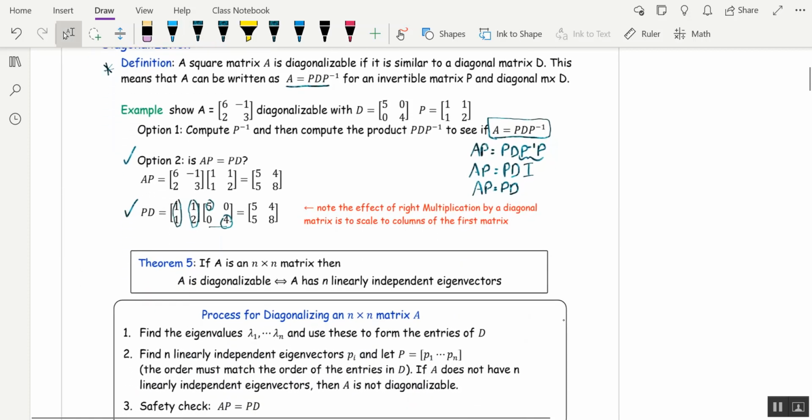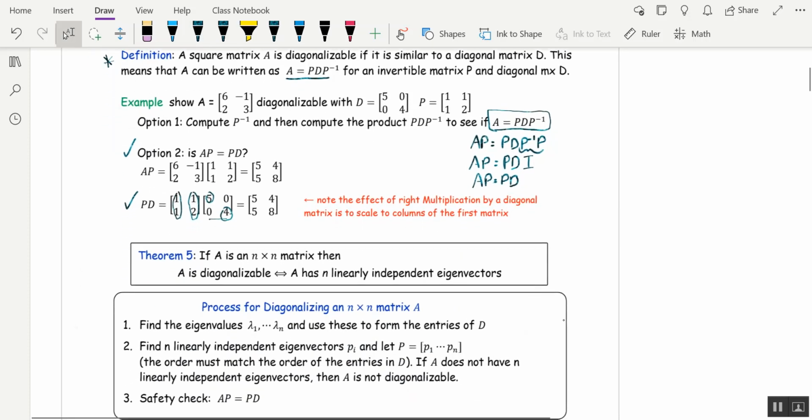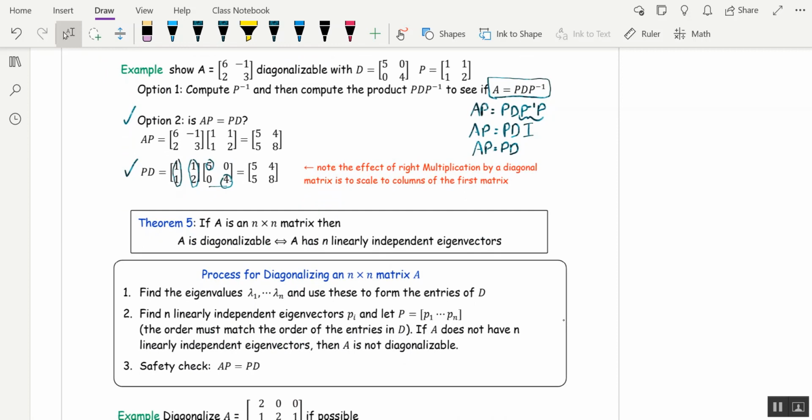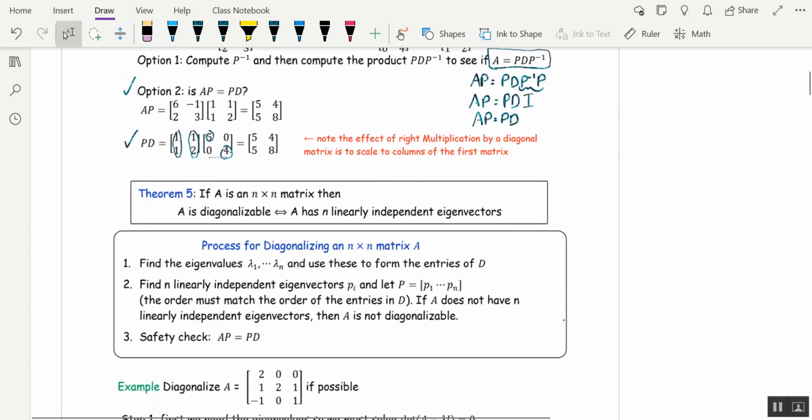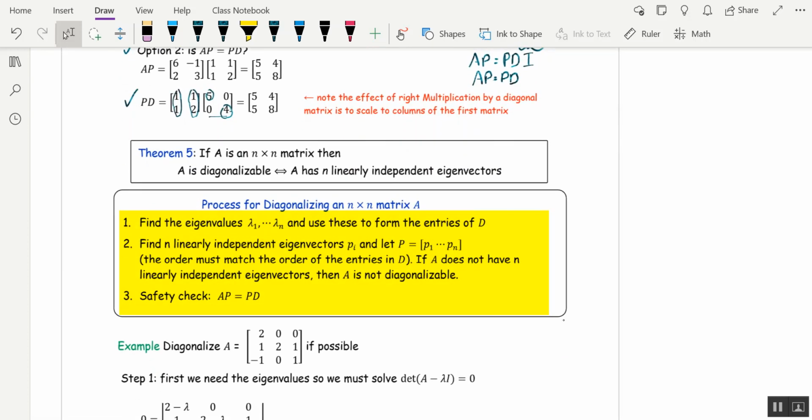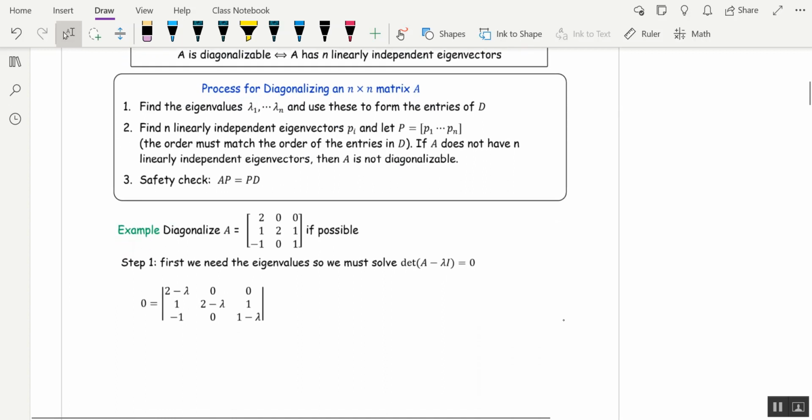Okay, theorem 5. Don't worry, I'm going to combine all our big theorems towards the end here. A matrix is diagonalizable if and only if it has n linearly independent eigenvectors. And here's the process for diagonalizing. And I have a proof of that at the end. I'm not going to read it because you can read, but I'm going to go through that process with you using an example.